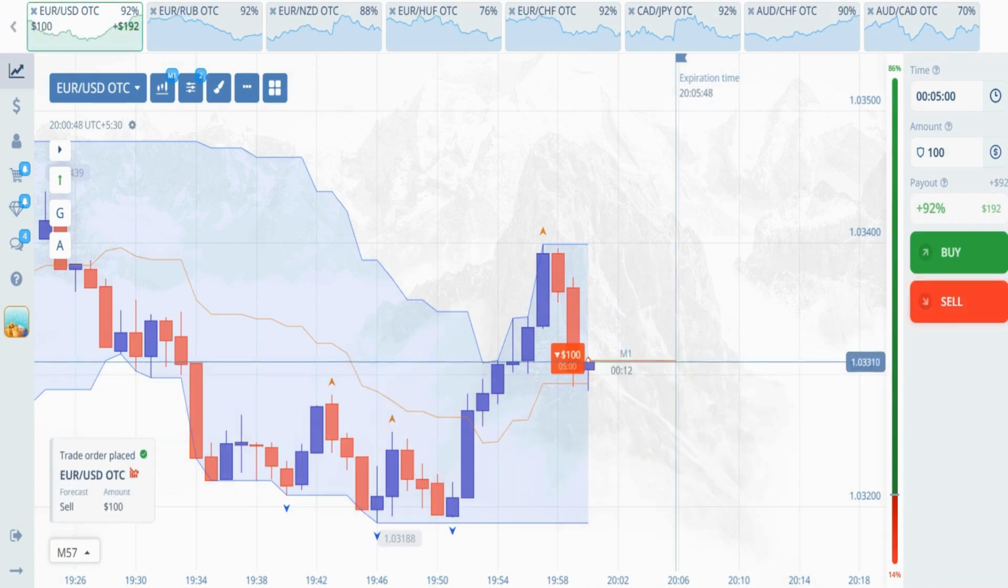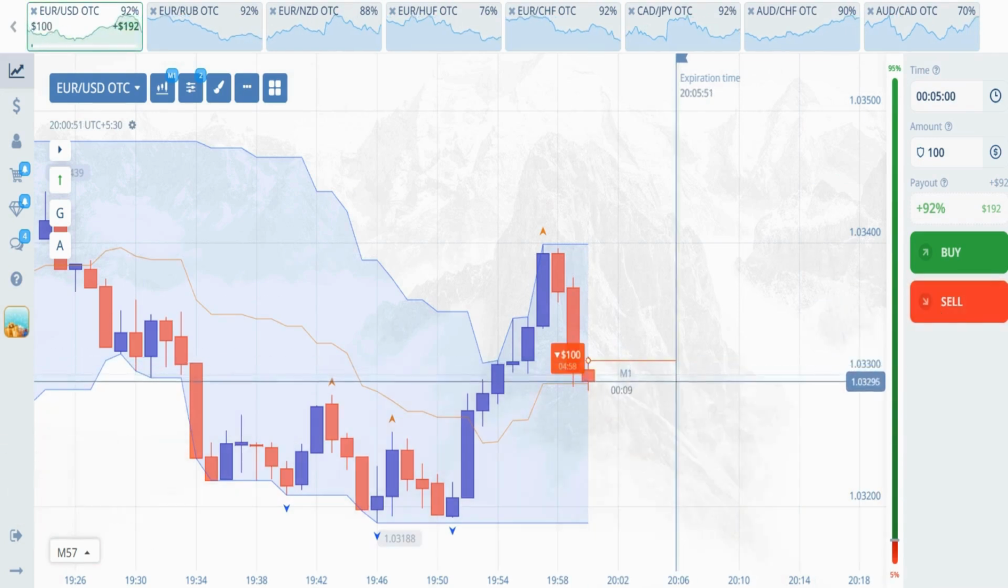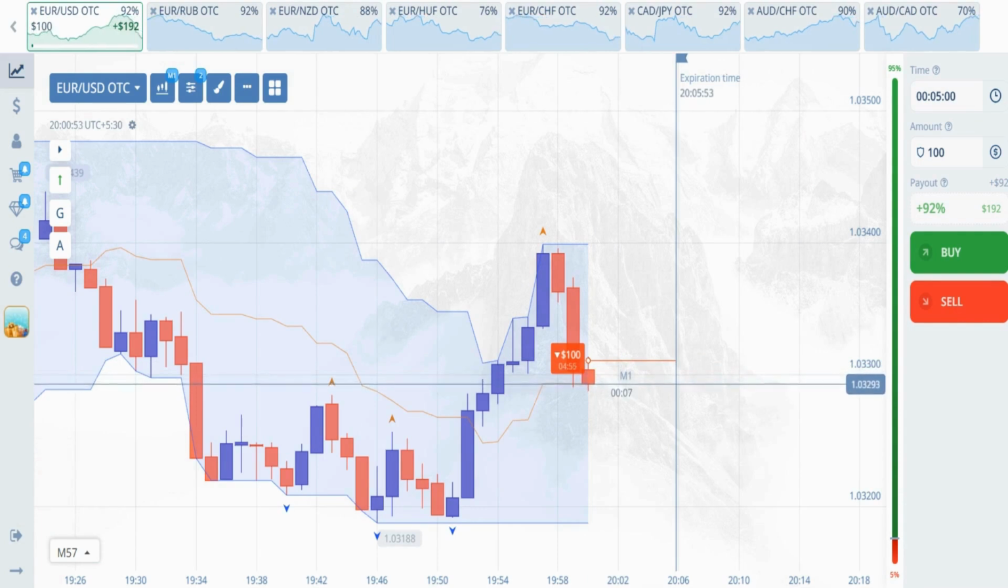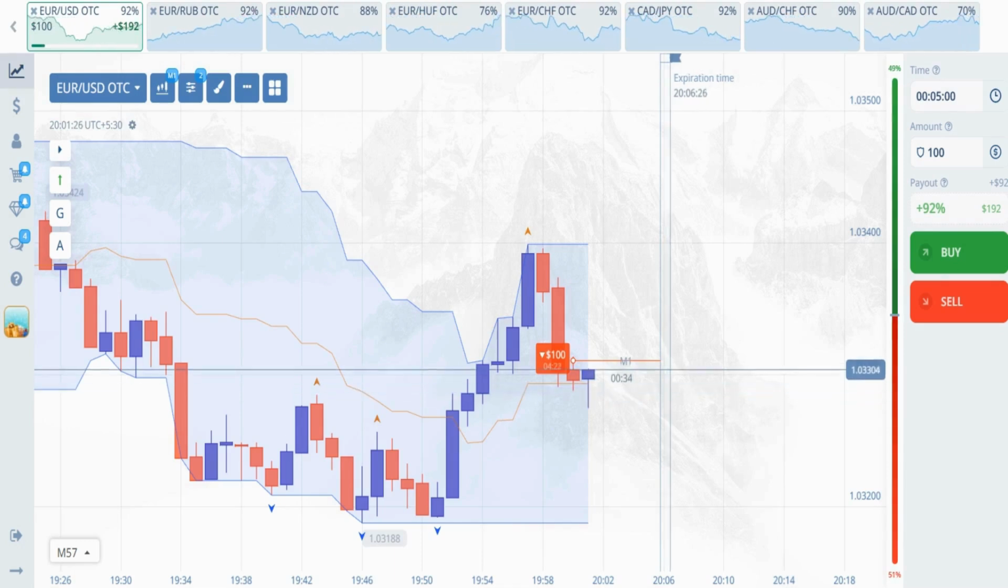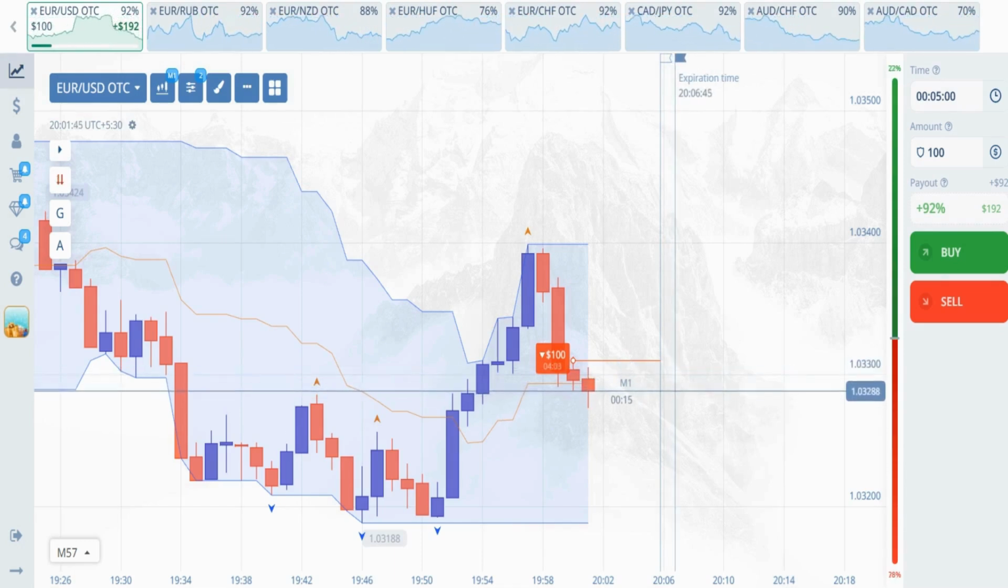Alright traders, let's get started. This sell trade setup follows our trading rules perfectly. Here's why. The candle reversed after touching the upper line of the Donchian channel, and we also received a sell arrow from the Fractal Indicator.